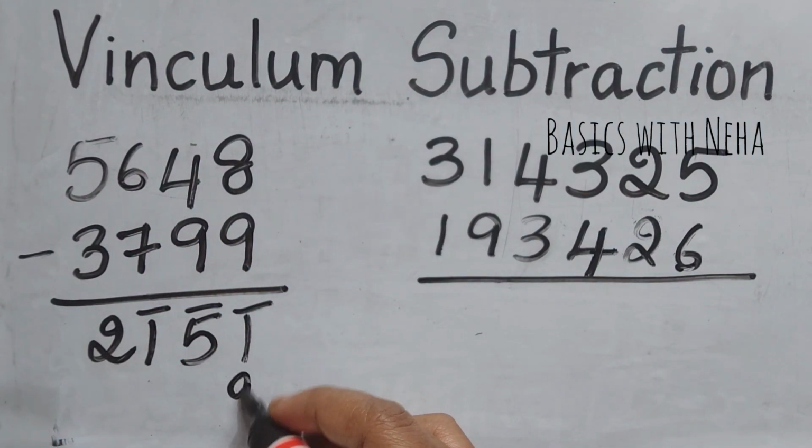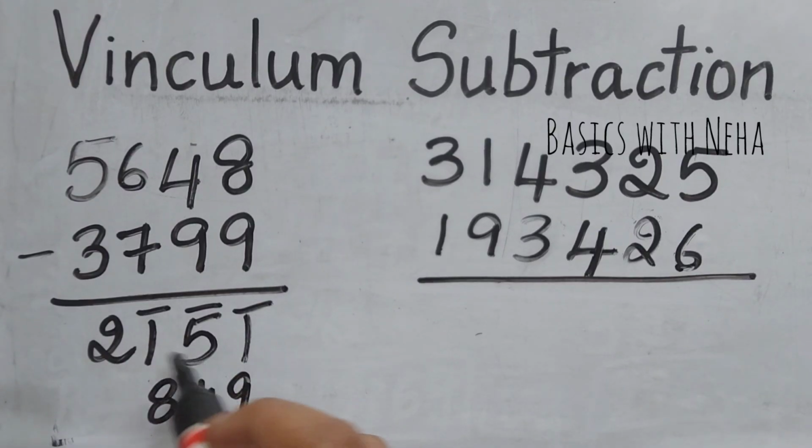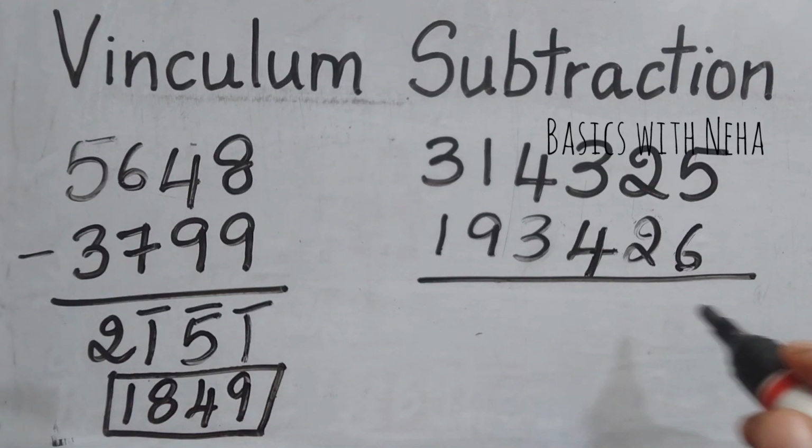10 minus 1 is 9. 9 minus 5 is 4. 9 minus 1 is 8. 2 minus 1 is 1. So this will be my final answer.